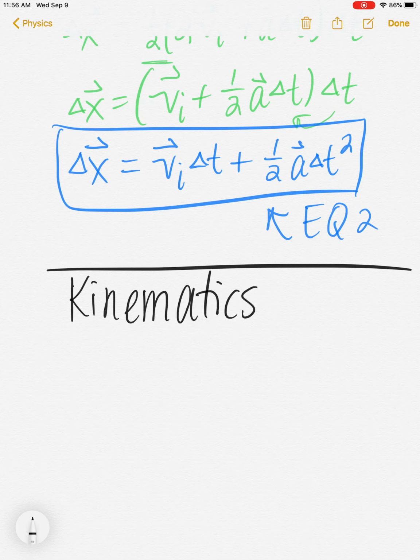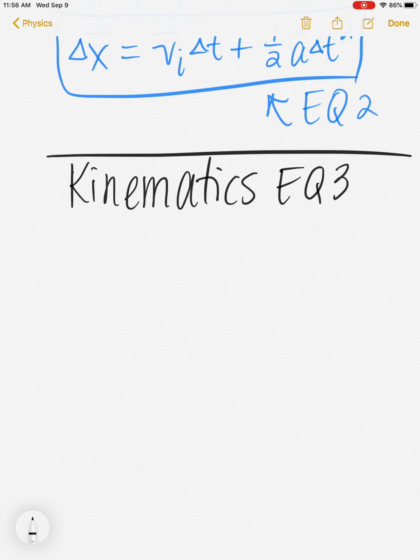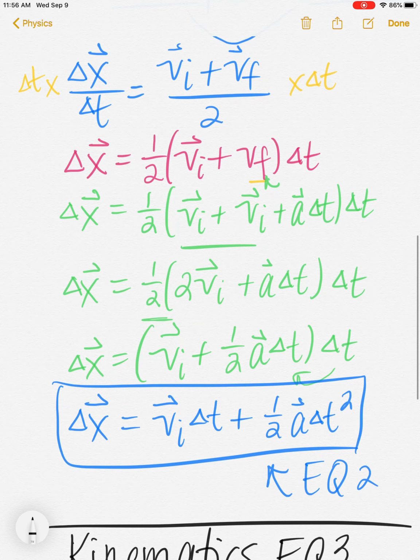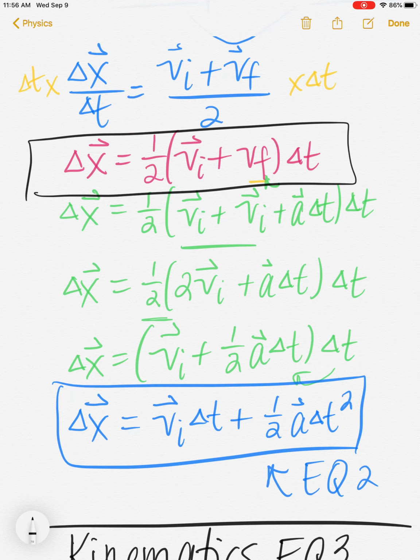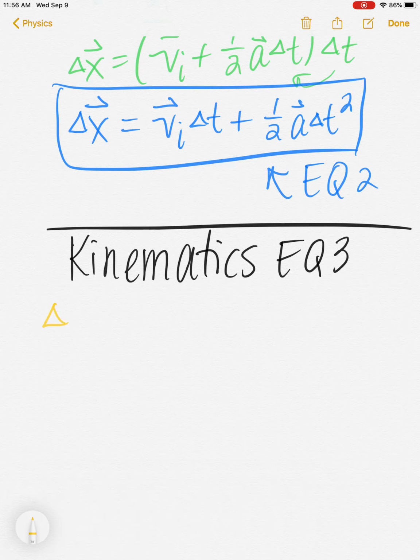All right, but in real life, we don't walk around timing everything with a stopwatch. So can we come up with a third equation that does not involve time? We certainly can. And where we're gonna start is actually right here with that equation, right? So I'm gonna rewrite that equation. That equation says that displacement is equal to 1/2 times the quantity final velocity plus initial velocity times the change in time.